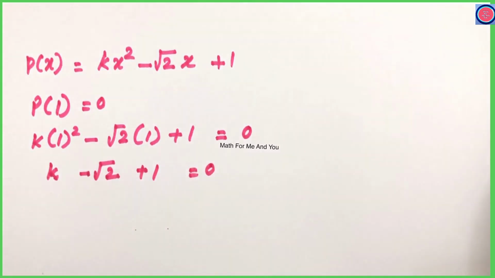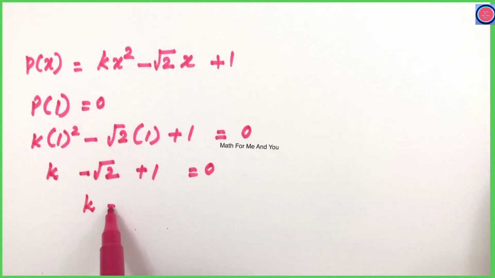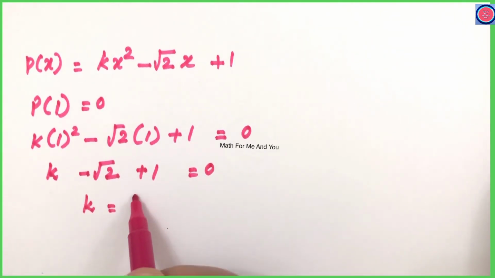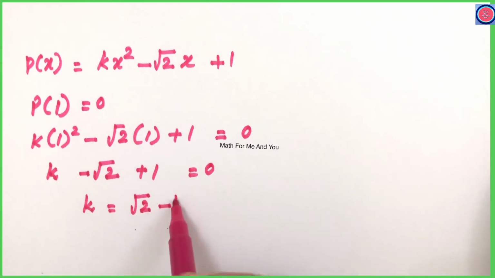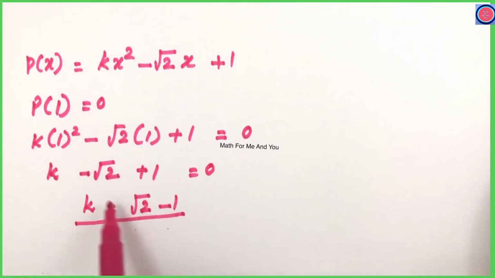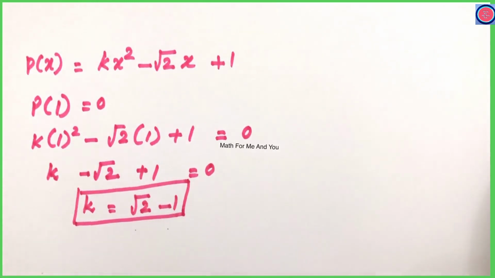to 0. Now we keep k on the left side and move minus root 2 to the other side. It becomes plus root 2, and plus 1 to the other side becomes minus 1. So what is k? K is equal to root 2 minus 1.